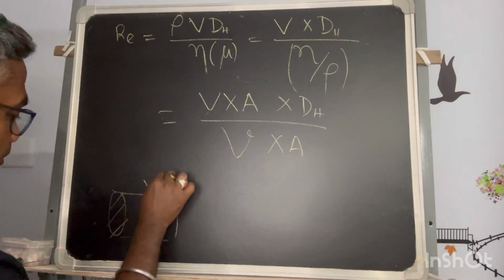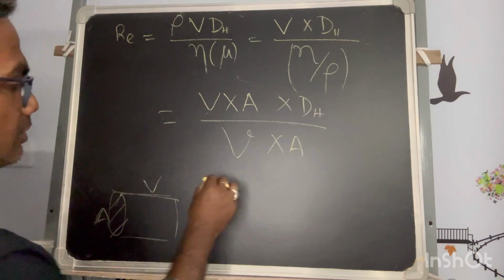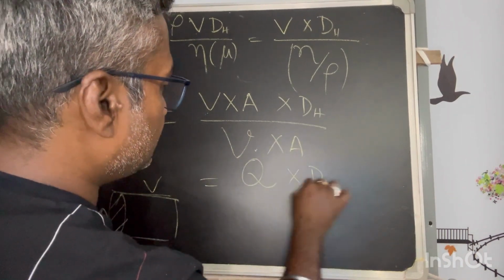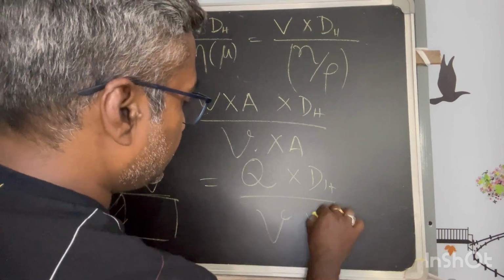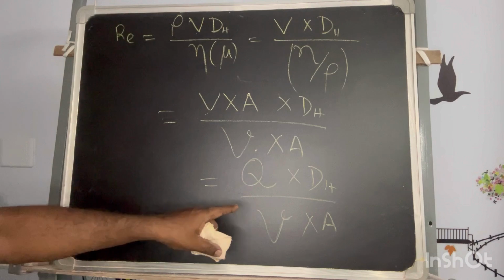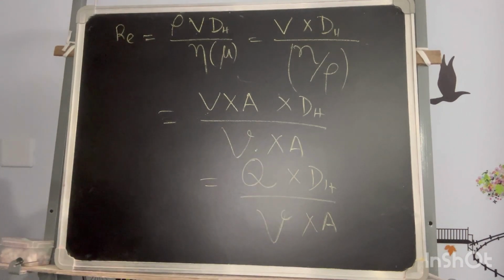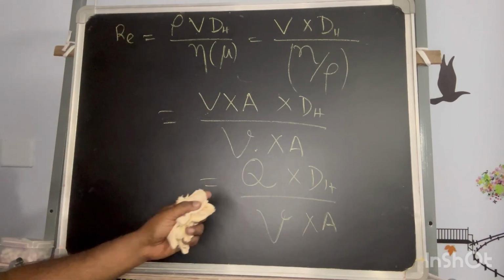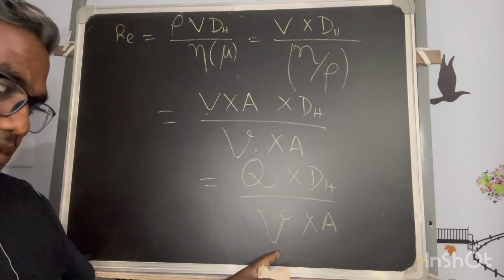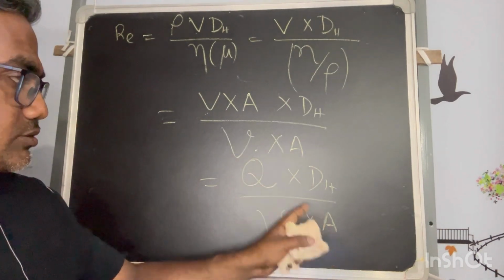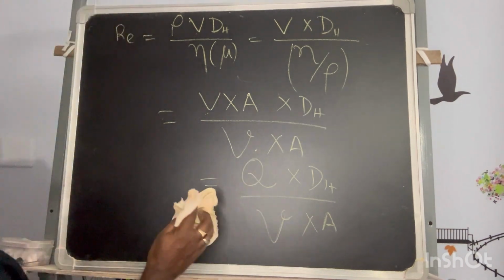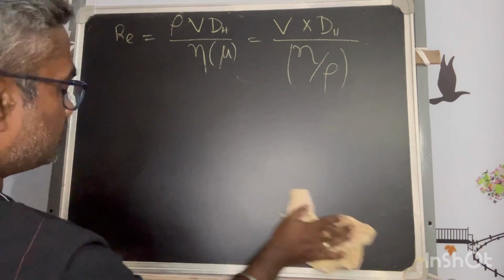Cross section into velocity. This cross section and velocity will give you the flow rate. This is flow rate into dH, hydraulic diameter, divided by nu into A. This also can be one way of representing the Reynolds number. So if flow rate is there, hydraulic diameter is there, the value of the fluid kinematic viscosity and the cross section is known, we can get it like that only. Okay, so these are the three modes of representing Reynolds number.